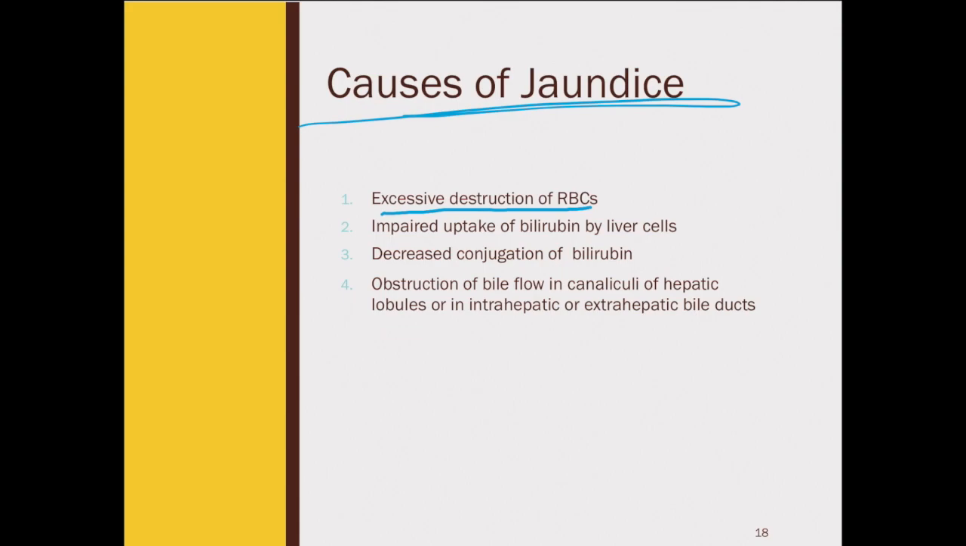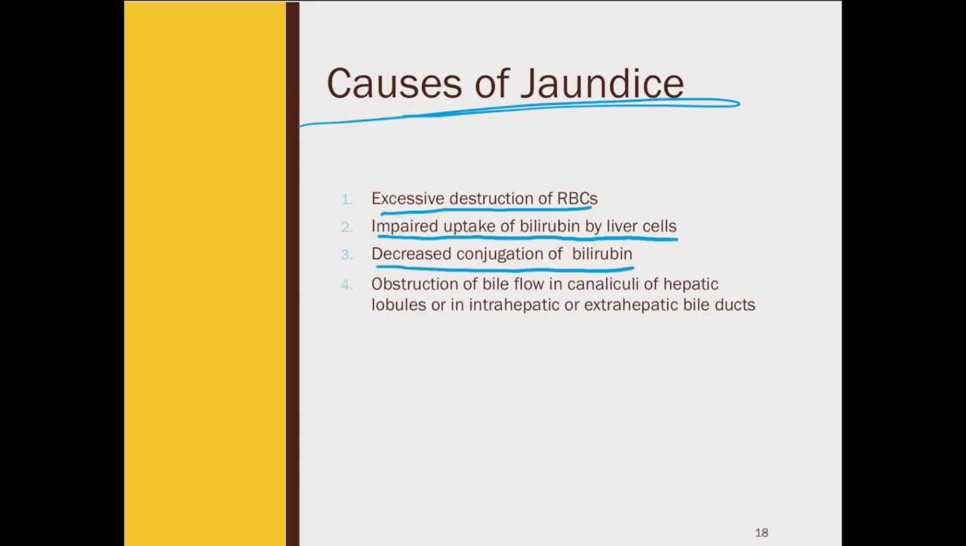If you have too many red blood cells breaking up all at once, it's too much for the liver to handle. The liver isn't able to process all of that bilirubin that's being released from those red blood cells. Some of it may be conjugated and leaving through the bile, but the liver can't take care of it all. And so that bilirubin is going to start building up in circulation. Second cause, impaired uptake of bilirubin by liver cells. In this case, there's something wrong with the liver itself. There's been liver damage and it's not doing its job.